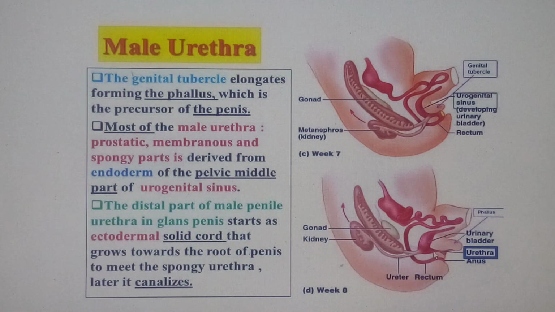The catch is that the distalmost portion of the male urethra, in the glans penis, will be ectodermal. Initially it starts as an ectodermal solid cord in the glans penis. Initially it's a solid cord, but later there will be a canal generated in it. So that is one thing that we find.